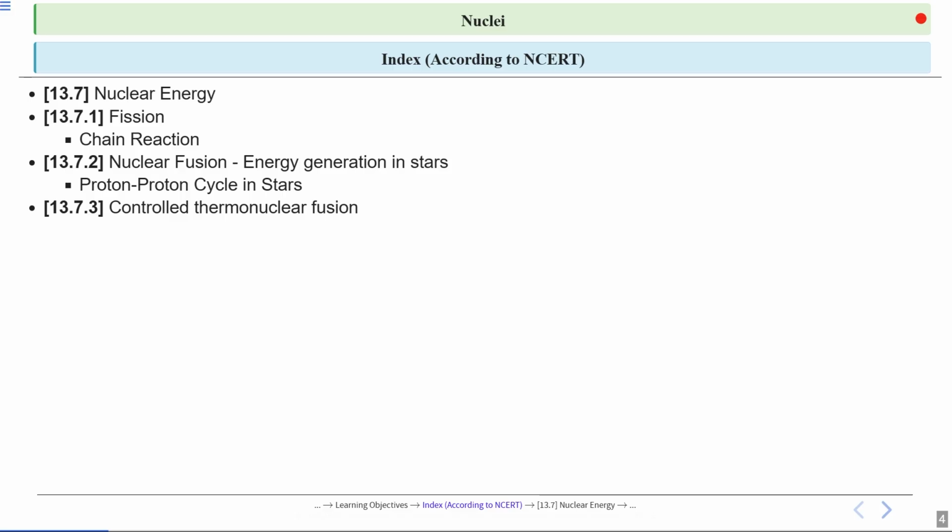Next, we will discuss controlled thermonuclear fusion. Scientists are working to replicate the fusion process on Earth to create a clean and virtually limitless energy source. Finally, we will look at example 13.4, which will help us apply these concepts to a real world problem. We will work through the numbers and see how the principles of nuclear energy play out in practice.